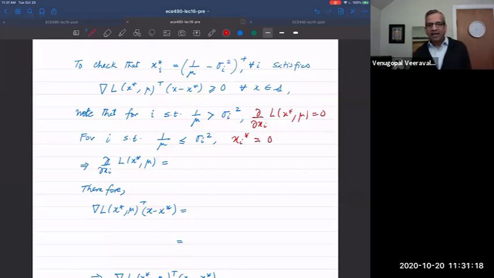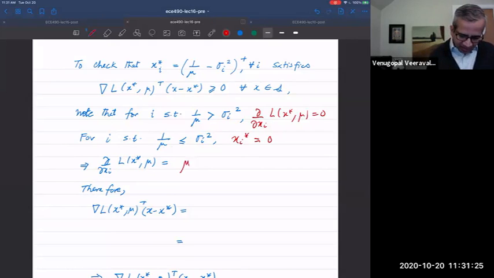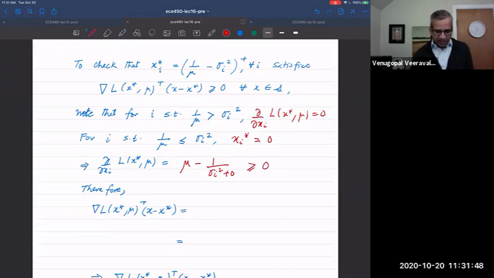So if we now look at any component of the gradient, we'll still stick with i such that 1 over mu is less than or equal to sigma i squared, and then we'll look at the general gradient in just a minute. In this case, we know that this is sigma i squared plus 0, which is greater than or equal to 0, because 1 over mu is less than or equal to sigma i squared. Mu is bigger than 1 over sigma i squared.